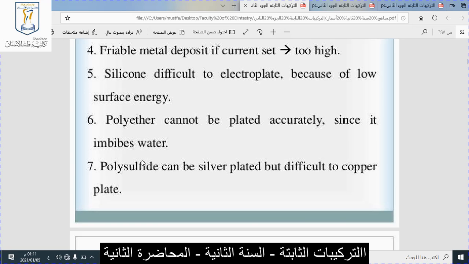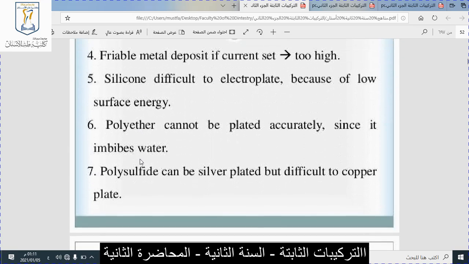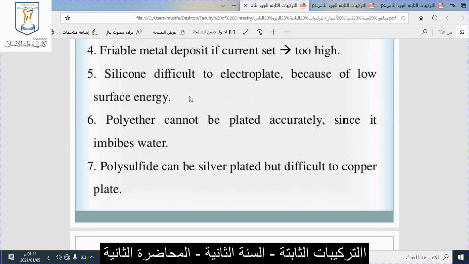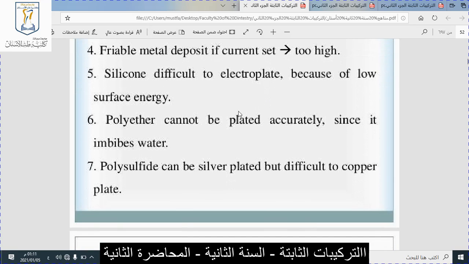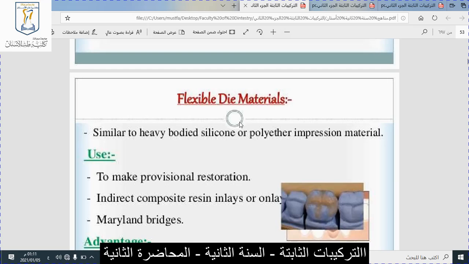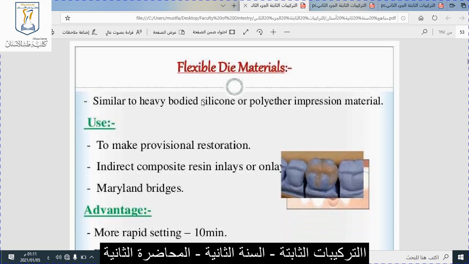So, in short, in case of electroplating with silver or copper, we have to select the impression material that can be electroplated, and we also increase the surface energy of the surface of the impression so it can be easily plated. Okay. A flexible die material similar to heavy body silicones or polyether impression materials.